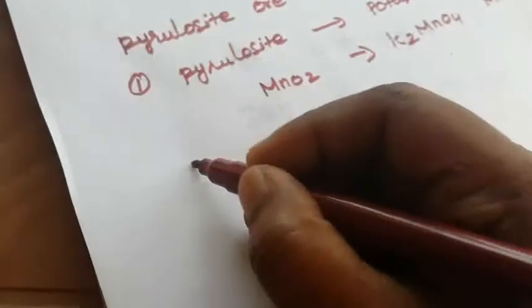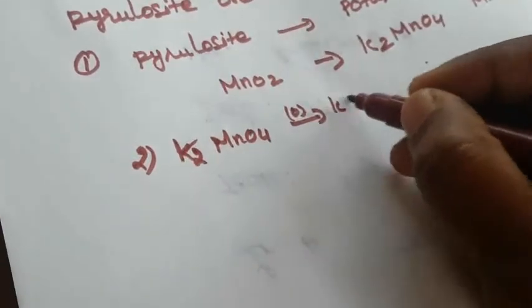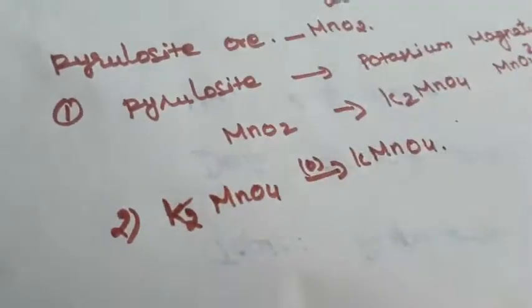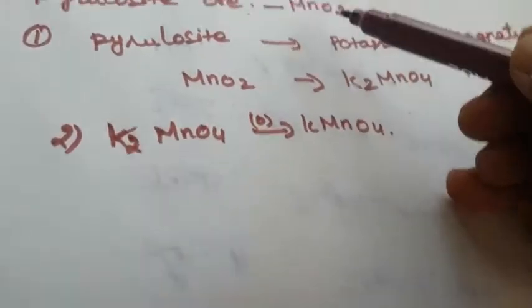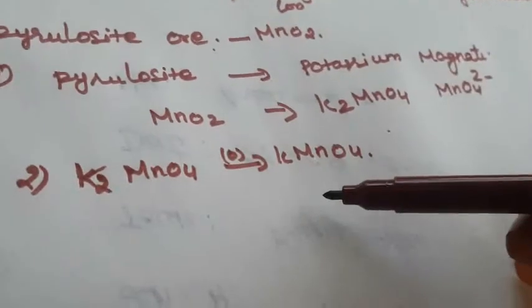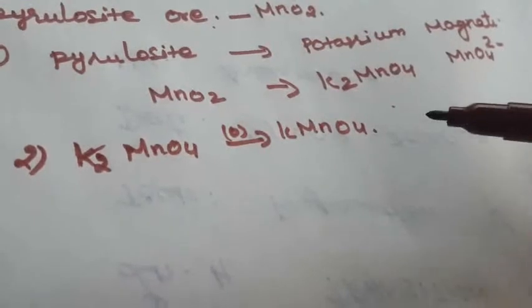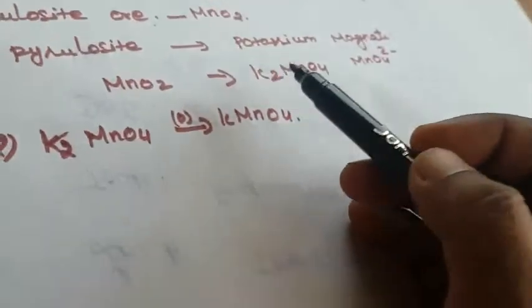So what is the second step? K2MnO4 is oxidized into potassium permanganate. So the first step is pyrolusite ore, MnO2, converted into potassium manganate K2MnO4, and then K2MnO4 is oxidized to KMnO4. Now how to write the equation? In the first step, pyrolusite is converted into potassium manganate.